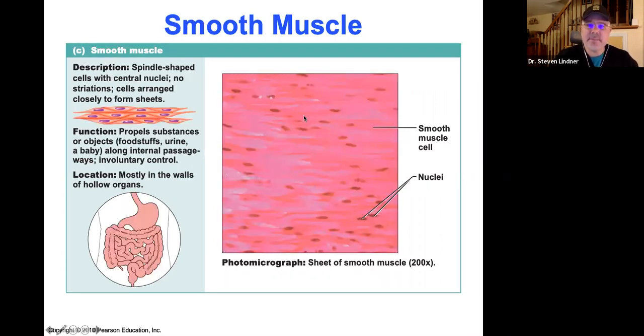Smooth, this one looks spindle-shaped, right? They are spindle-shaped, they're flatter, you've got central nuclei. Look, they're closely packed together here in smooth muscle. These are around the organs like the esophagus, the stomach, the colon, the small intestine, a woman's uterus, your blood vessels. In fact, when I do the histology video, when you watch that one later, you will see that there is one that shows an artery.